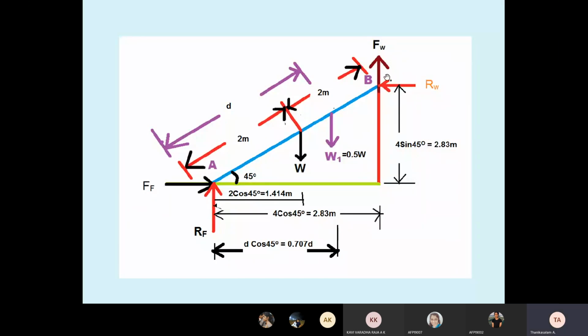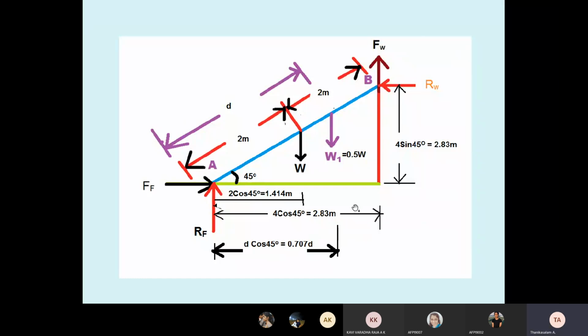Okay. So here FW friction is there at the wall, acting upward, and RW to the left side, RF upward, and the friction force to the right side. The length is 4 meters, so the weight acts at a 2 meter distance. The weight acts downward. The question says the man weight is one half of the weight of the ladder. What is one half? 1 by 2 W, that is 0.5 W.